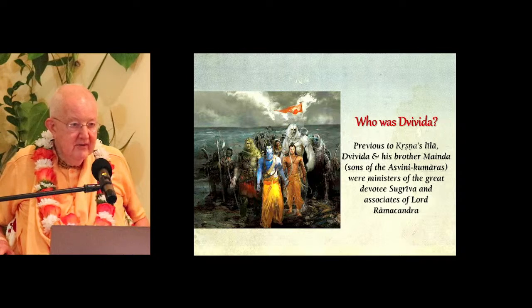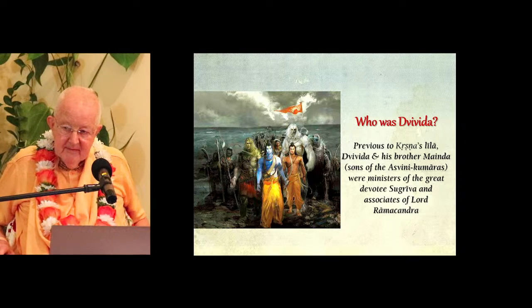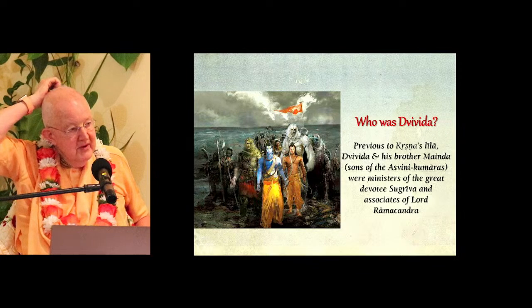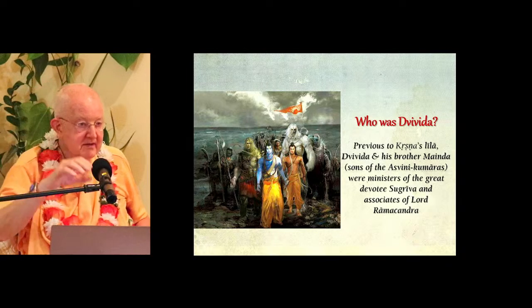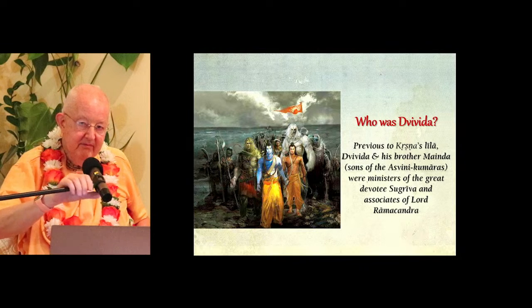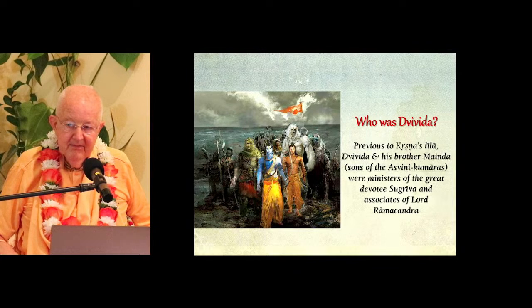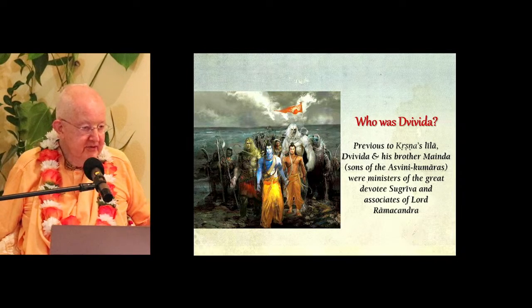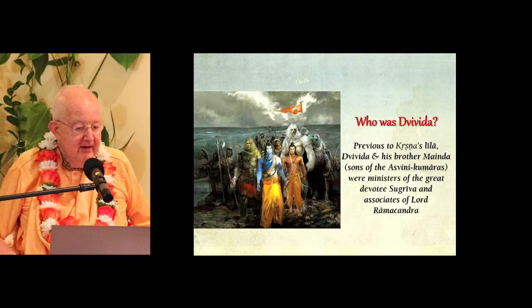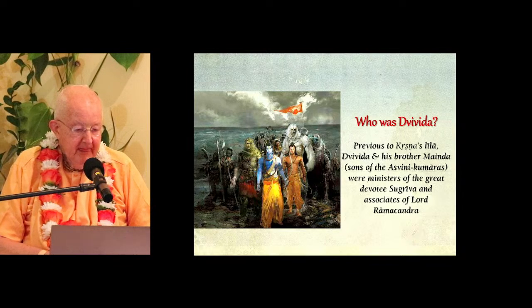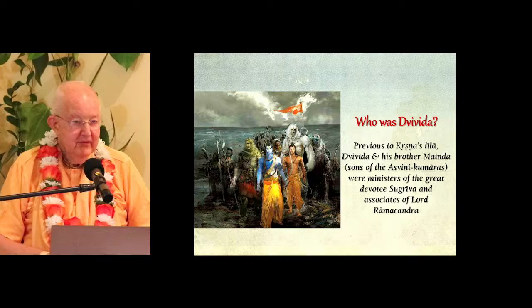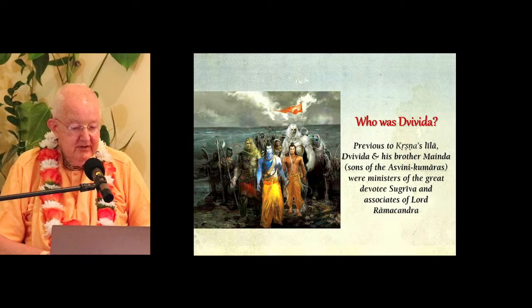And Dvivida was present in both, which means that Dvivida was in the category of what's known as Chiranjiva, or he lived a long time. And not only Dvivida, but also his brother Minda, because they were twins. So, as it says in the text, both Dvivida and Minda were sons of the Ashvini Kumaras, and their role during Ramayana was they were ministers to Sugriva.